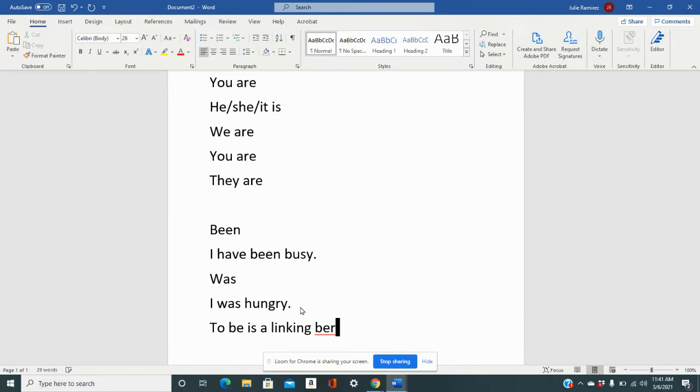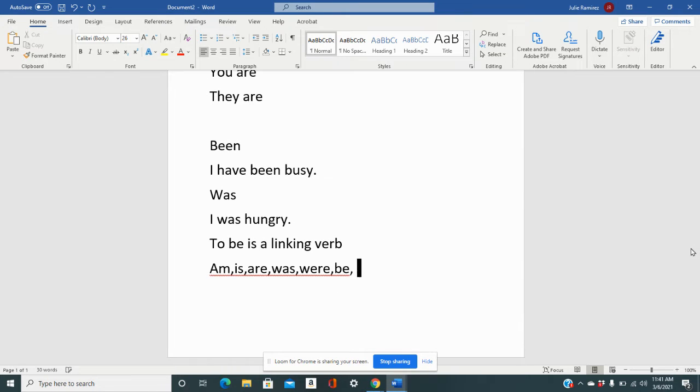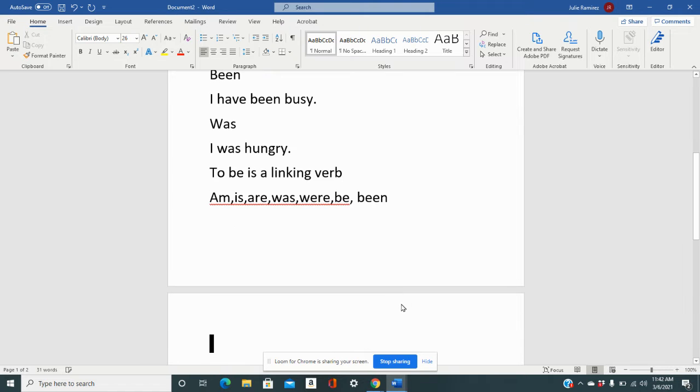I can't spell. Am, is, are, was, were, be, been. So these are different ways that we say the verb to be. So a helping verb. Helping verbs help out other verbs.